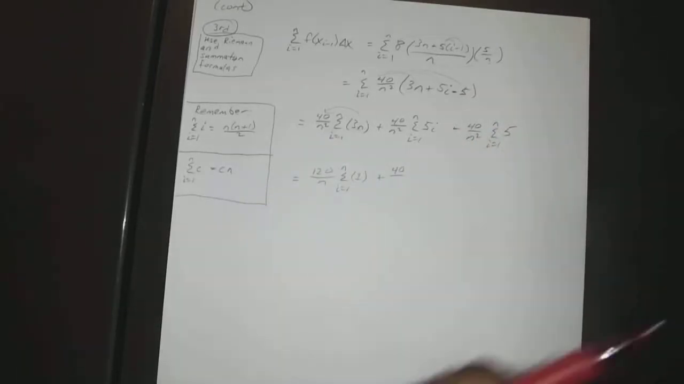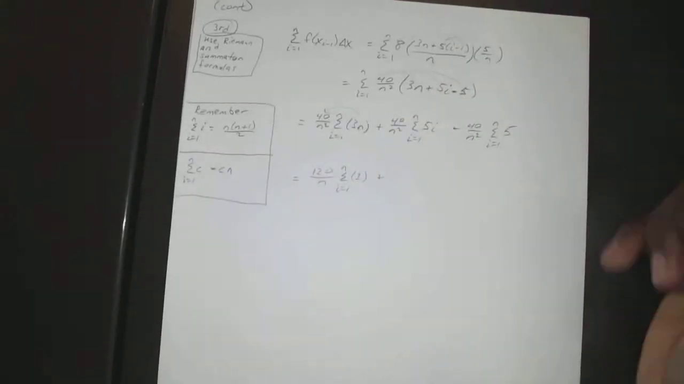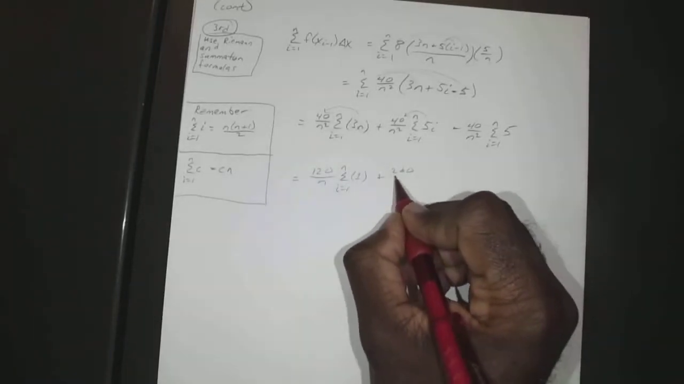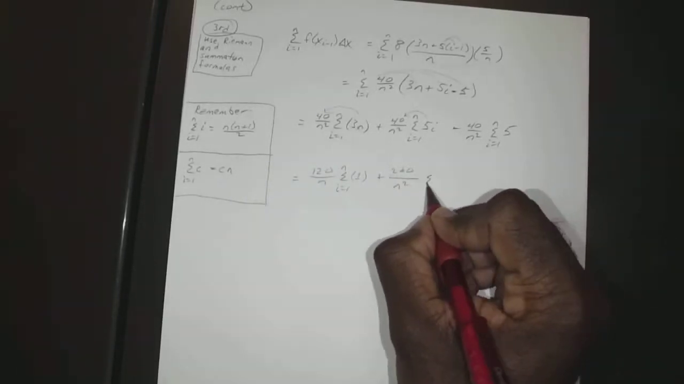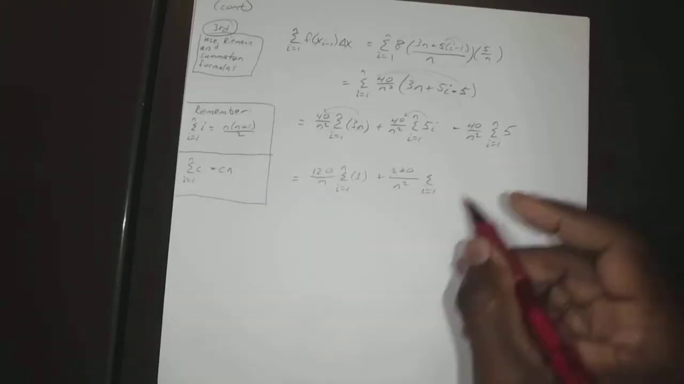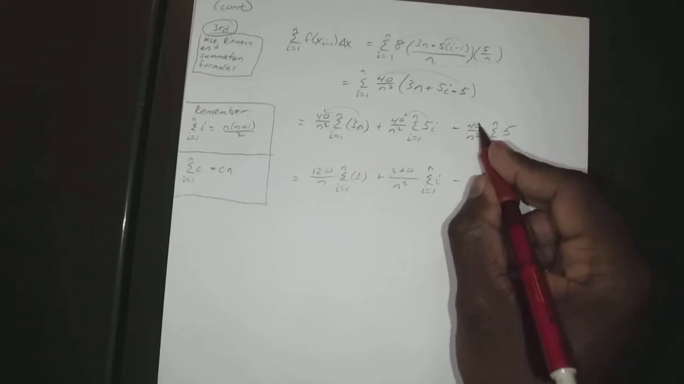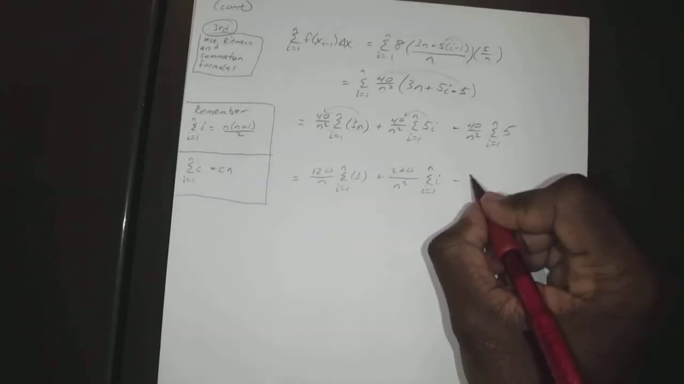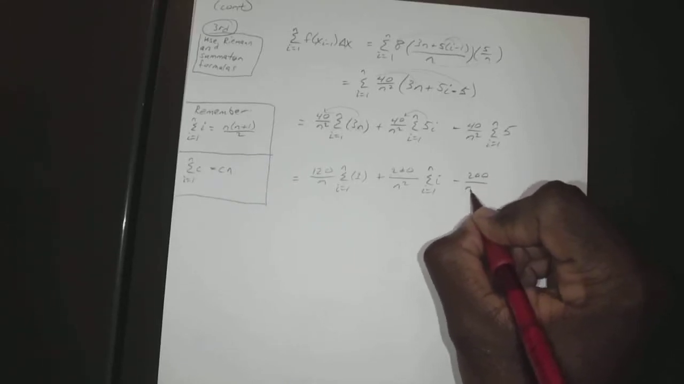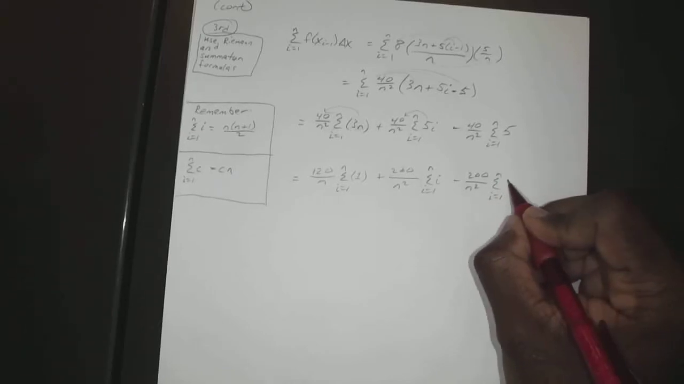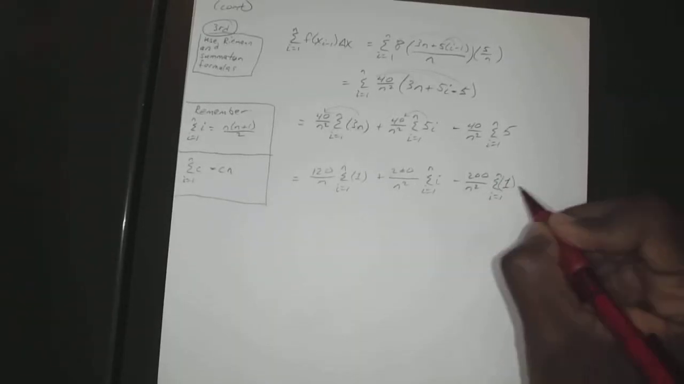40 over, actually you might as well multiply the 40 and the 5. That becomes 200 over n squared times the sum from i equals 1 to n of i, minus, that becomes 200 over n squared, the sum from i equals 1 to n of, let's put i, of 1.